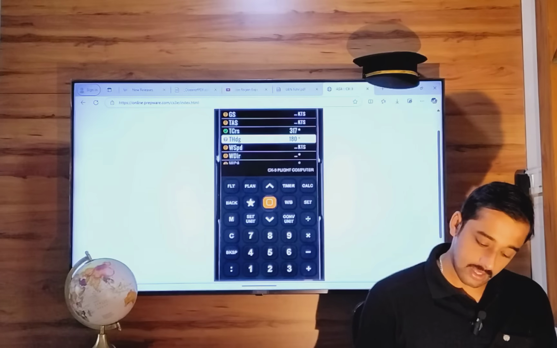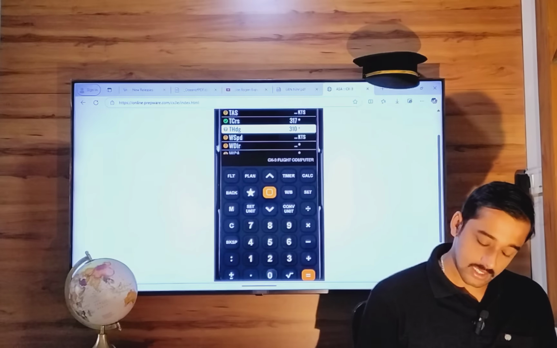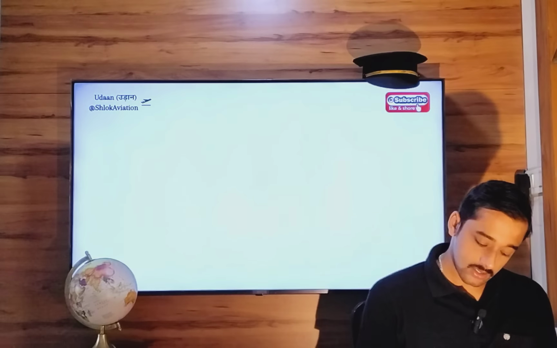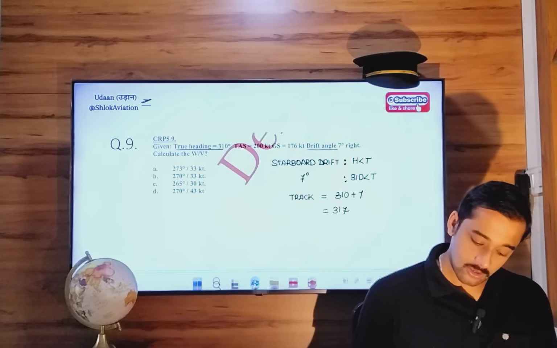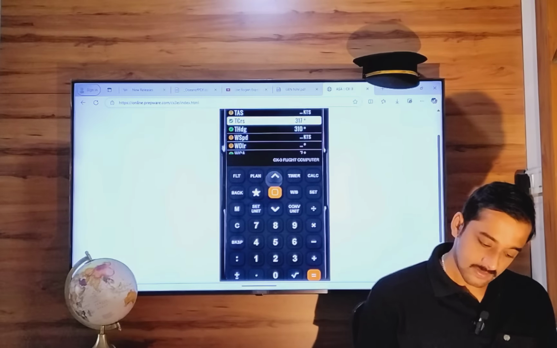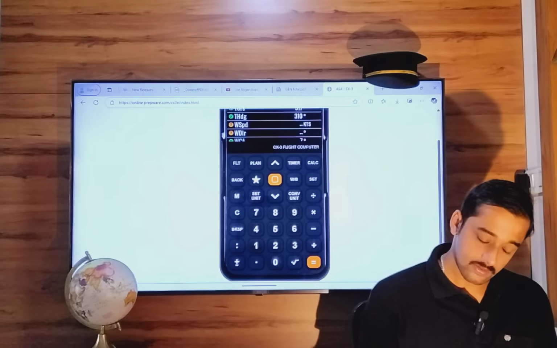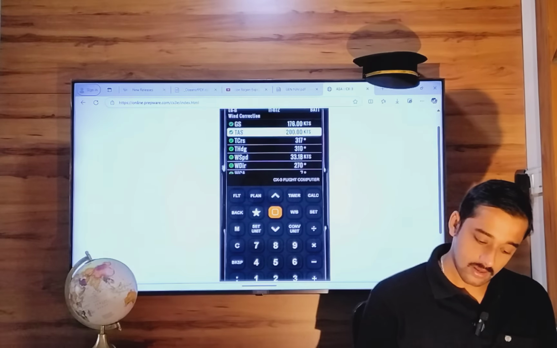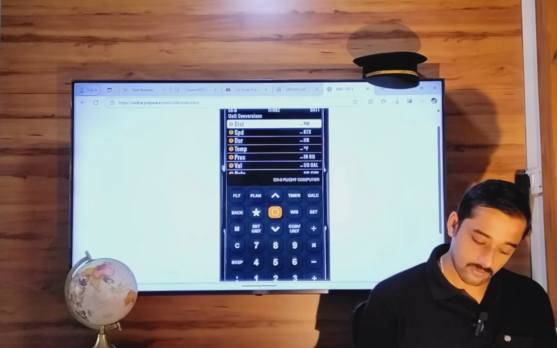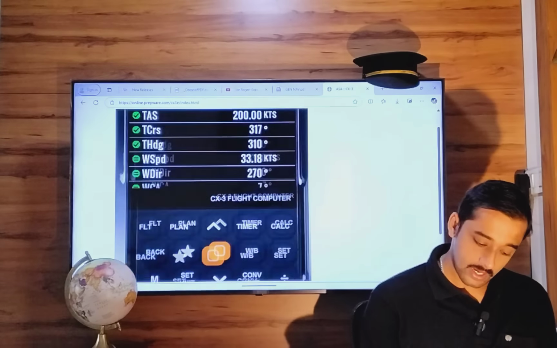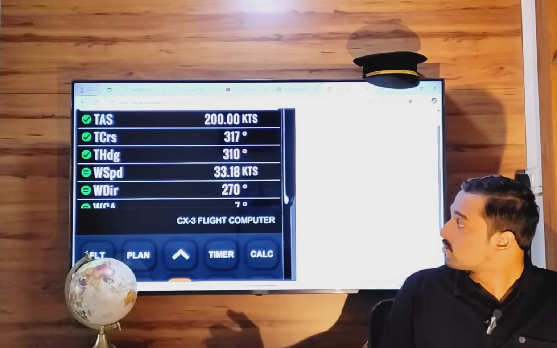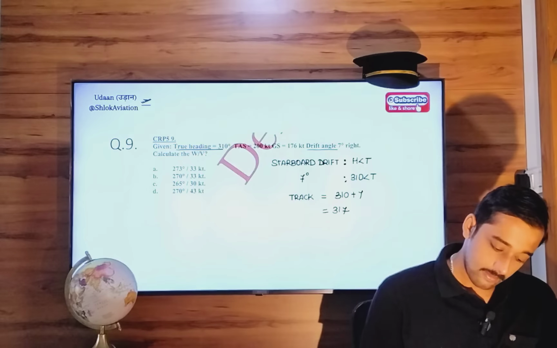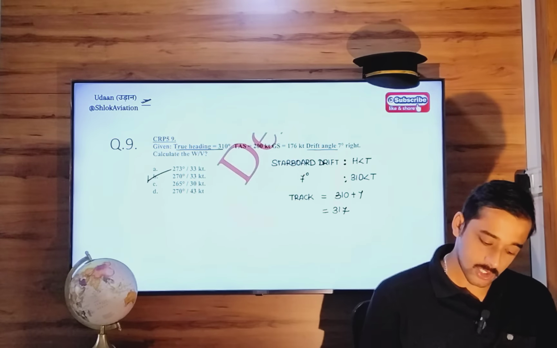Track 317, heading 310, TAS 200 knots, ground speed 176. So you get a wind velocity of 270 at 33 knots. Option B.